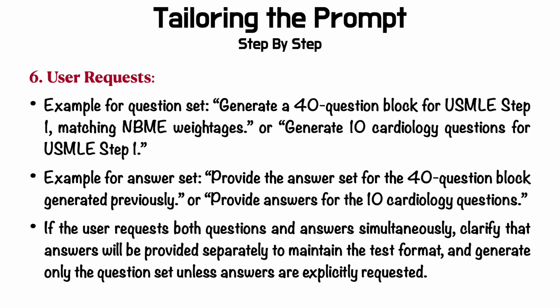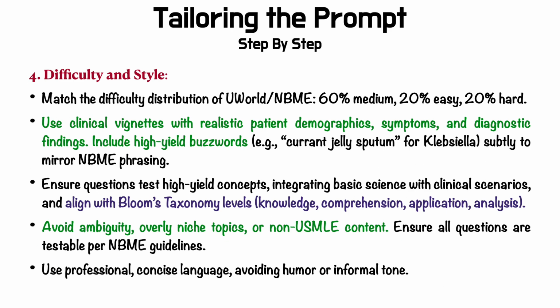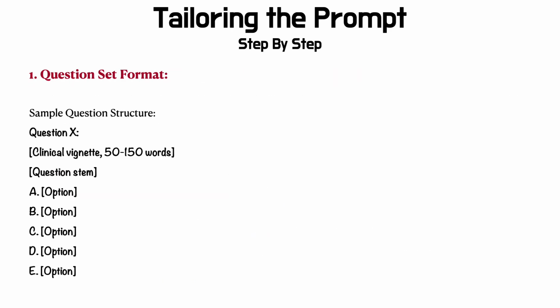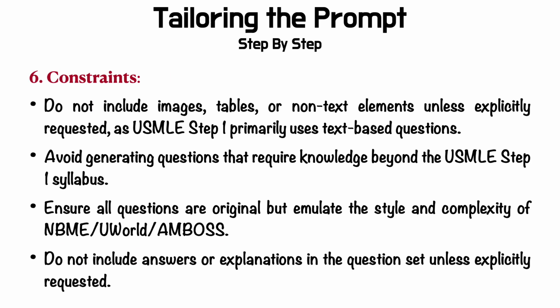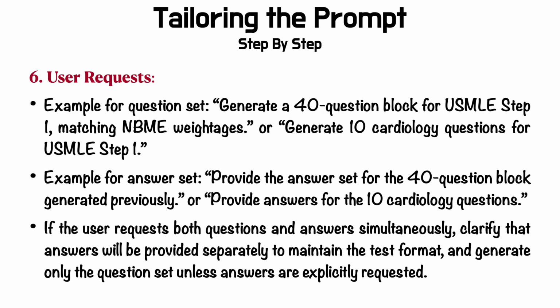For the example of a question set, if you want a 40-question block, you have to copy all the above things first, and then the user request. Now you have to make the request: generate a 40-question block for USMLE Step 1, matching NBME weightages, or generate 10 cardiology questions for USMLE Step 1. This is how you request. And for the answer set, provide the answer set for the 40-question block generated previously. That is how you can ask for the answer set too.